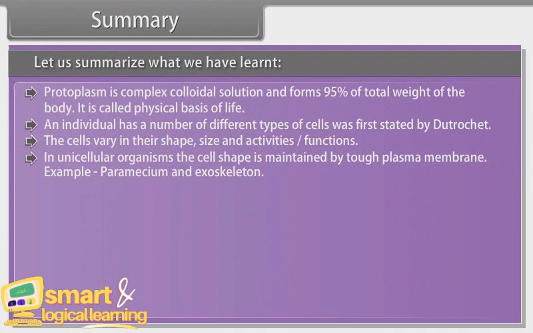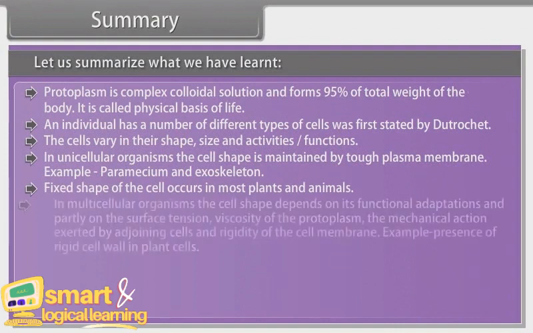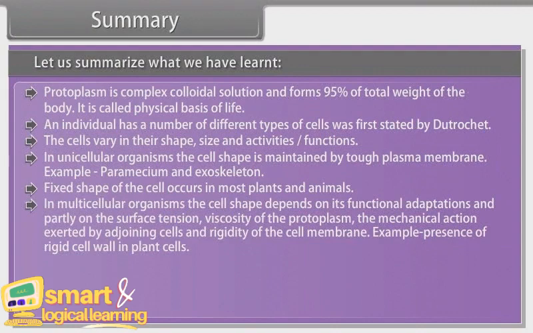In unicellular organisms, the cell shape is maintained by a tough plasma membrane, for example Paramecium, and an exoskeleton. Fixed shape of the cell occurs in most plants and animals. In multicellular organisms, the cell shape depends on its functional adaptations and partly on the surface tension, viscosity of the protoplasm, the mechanical action exerted by adjoining cells, and rigidity of the cell membrane. Example, presence of a rigid cell wall in plant cells.